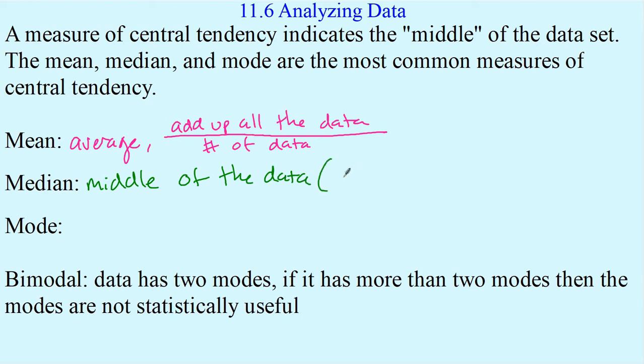But you've got to put your data in order first. Typically we do smallest to largest, but it doesn't really matter. You're looking for the middle. And the mode is what happens the most.